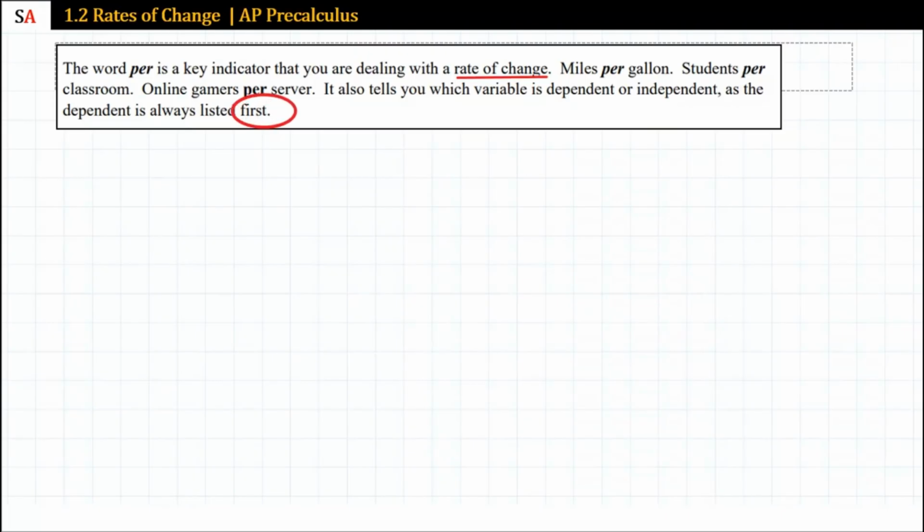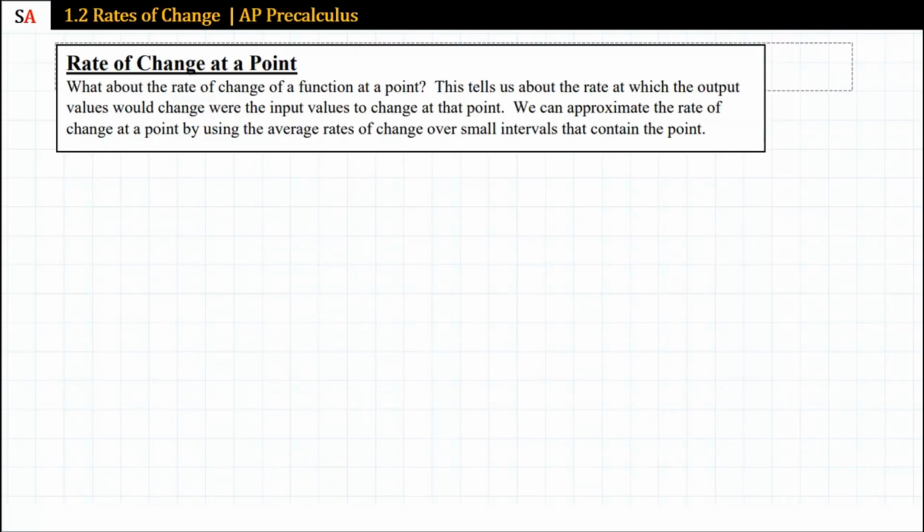Now let's see the rate of change at a particular point. The rate of change at a particular point is called the instantaneous rate of change. You will learn this in our calculus. So let's see what the rate of change of a function at a point is. It tells about the rate at which the output values change as the input values change at a point, not an interval, at a particular point.